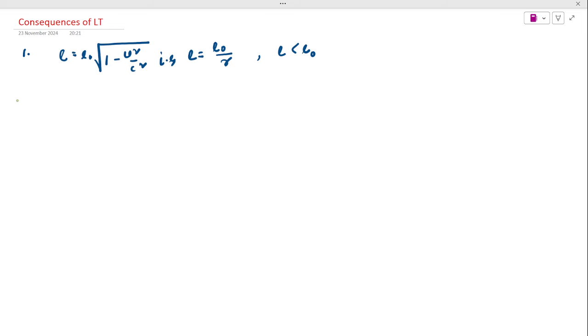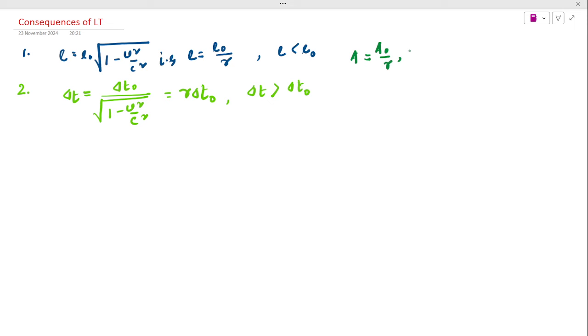Next one is the time dilation. This is basically del t is equal to del t naught by root over 1 minus v square by c square, basically gamma del t naught, and here del t greater than del t naught, and del t is the time interval measured from S frame, and as usual we get area A naught by gamma, volume V naught by gamma, and rho naught by gamma.